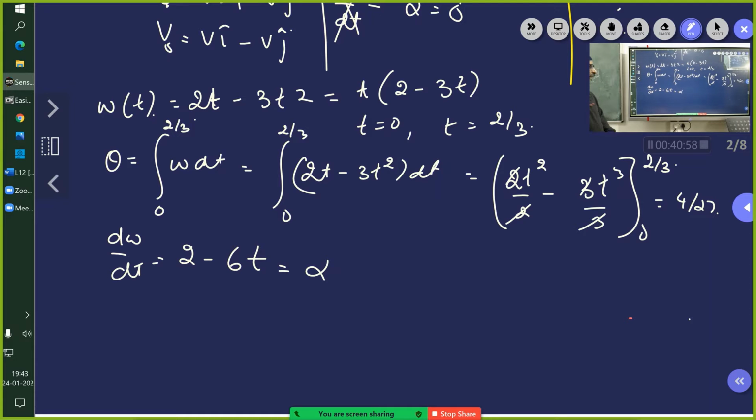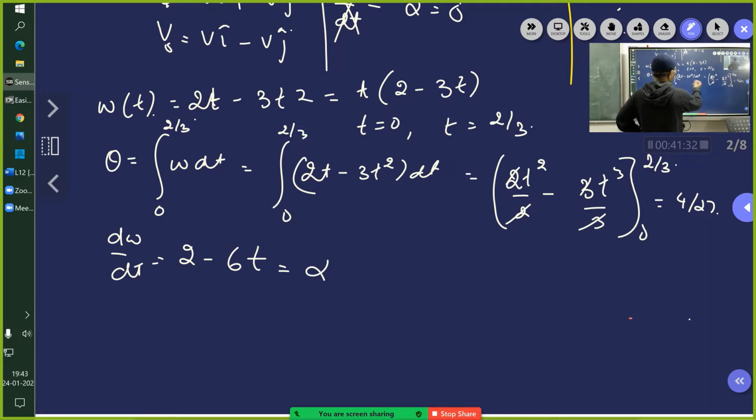Total theta by total time. Average velocity, here angular velocity, is the total displacement by total time. That is the basic definition of the average: total displacement upon total time.